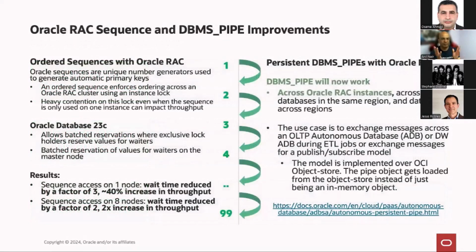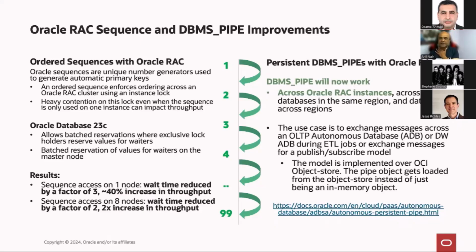Sequences, we have improved the performance of sequences with RAC. I've talked about this in a lot more detail, but the net is, if you are using ordered sequences and you're using 23C Oracle RAC, you should see significant performance improvement. If the sequence is accessed in one node, you would see about a 40% reduction in wait time and about 3x improvement in throughput. And if you're doing it on all nodes, for example, in my 8-node cluster, I found a performance improvement of about 2x reduction in wait times and about 2x increase in throughput.